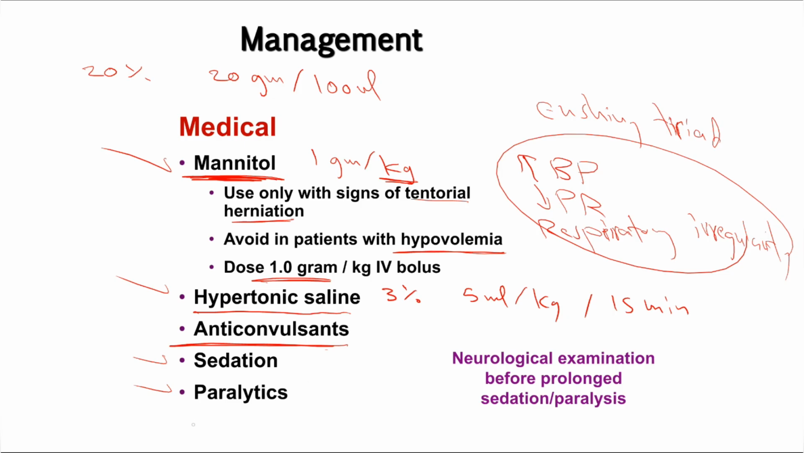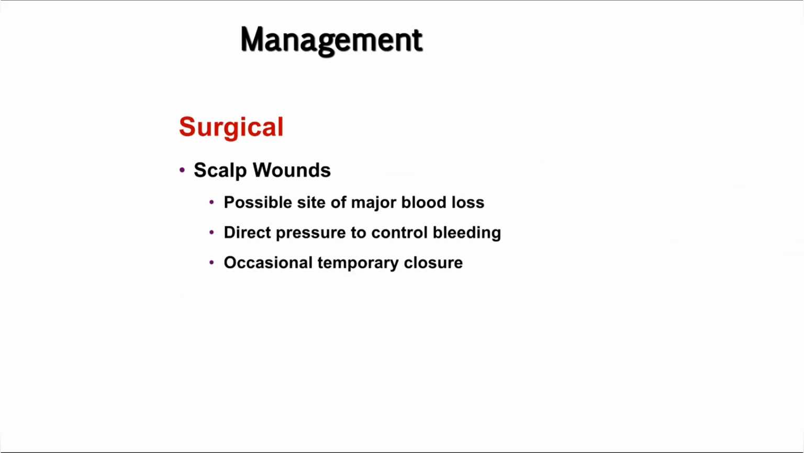Please don't forget tranexamic acid. So any patient with moderate or severe brain injury, you have to give tranexamic acid. As we said, 1 gram in 10 minutes, then 1 gram in 8 hours. If there is a scalp wound, surgically you have to search for the site, or possible site of major blood loss. So it might lead to too much bleeding and causing shock, especially scalp wound.